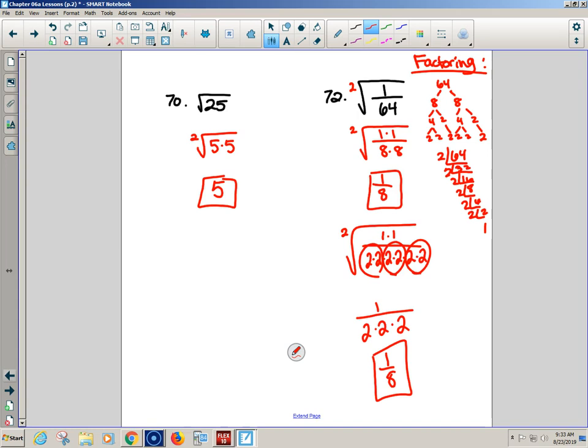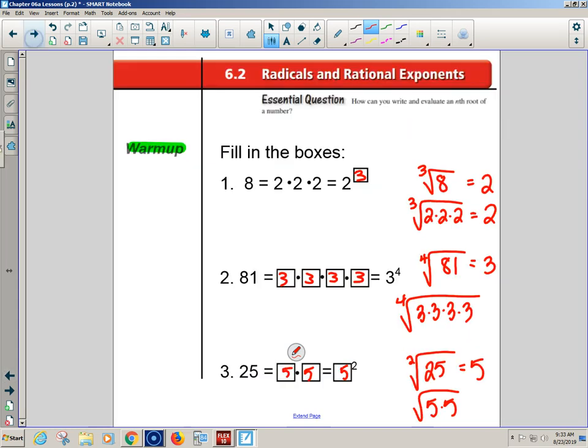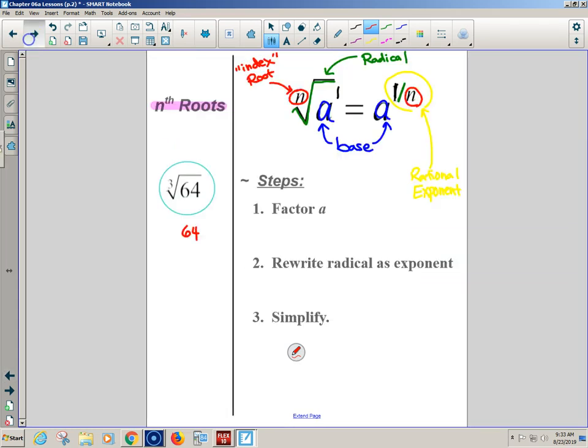Can I just see you guys vote? How many of you guys like the tree better? How many of you guys like the box better? We have half and half. Okay, so I'm going to kind of do both of them as we go, just because we have brains that are working differently. That's totally fine.